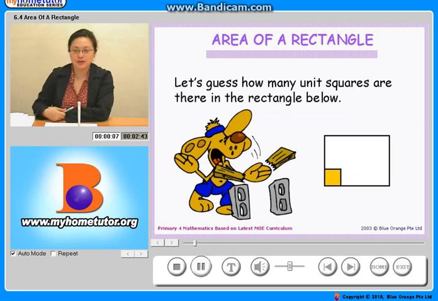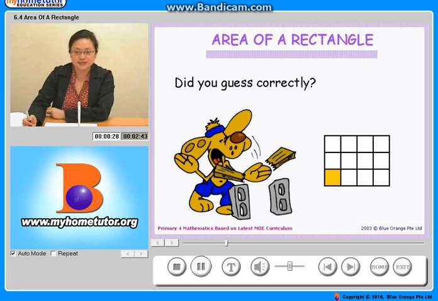Now let's go on to area of a rectangle. Now if you look at the screen, you find that we use unit squares to guess the area of this rectangle. So in primary 3 we have done this. Now do you think you can guess how many of the small or unit squares we need to cover the whole rectangle, that is to find the area?